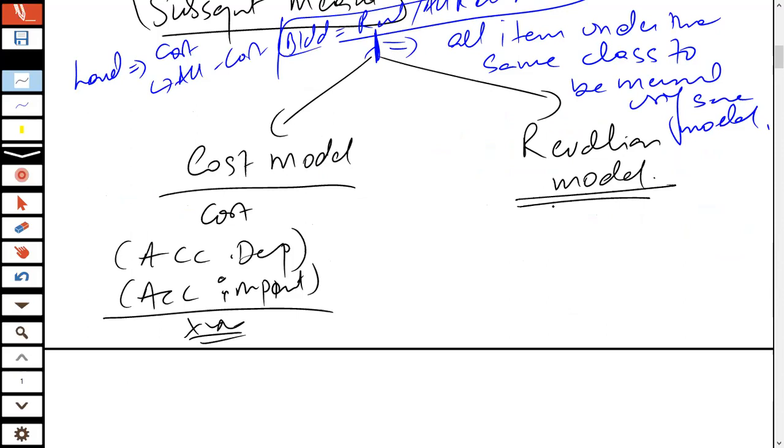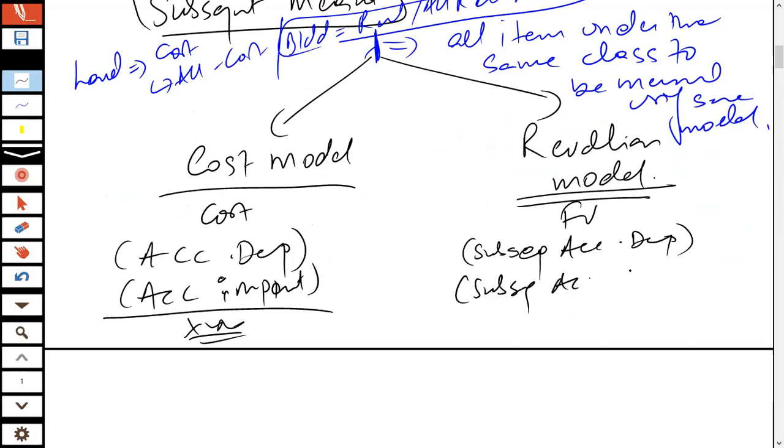And when we apply the revaluation model, it's fair value less subsequent accumulated depreciation, less subsequent accumulated impairment. So this is what it has. The revaluation model is fair value less subsequent accumulated depreciation, less subsequent accumulated impairment.